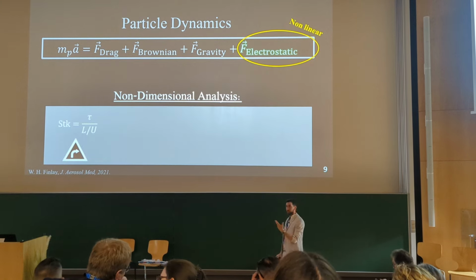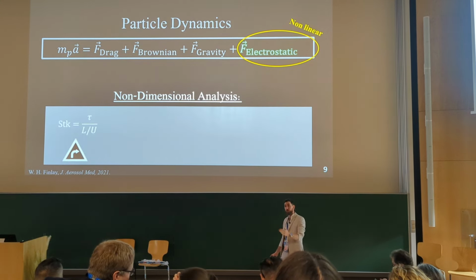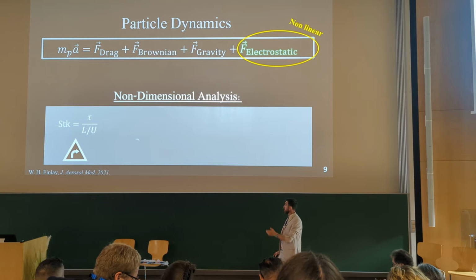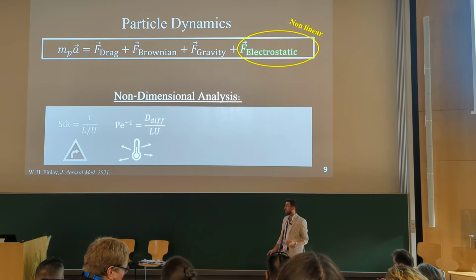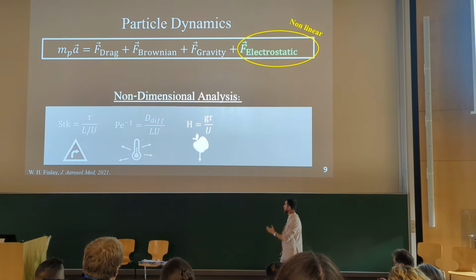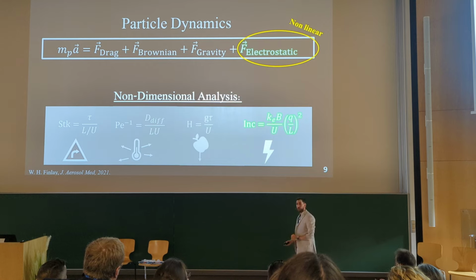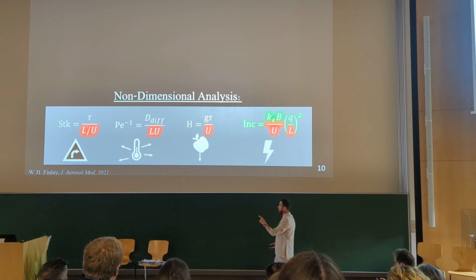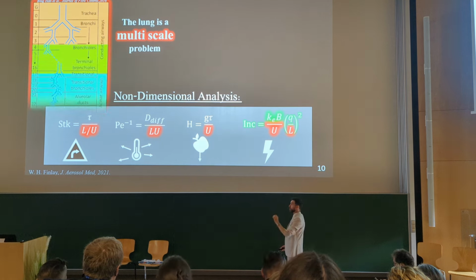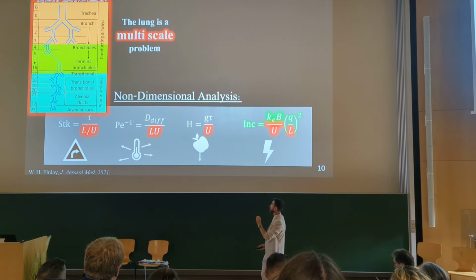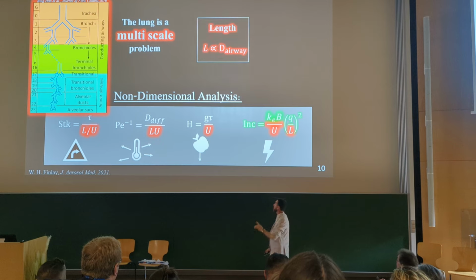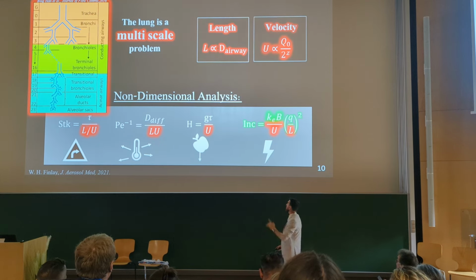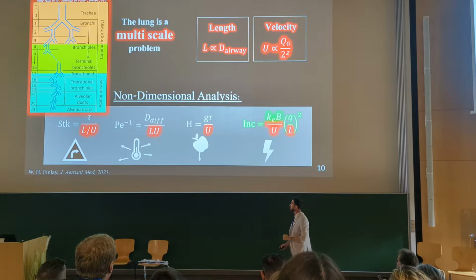For the lungs, we have the Stokes number, which describes how hard it is for the particle to follow the different routes of the lungs. We have the inverse Péclet number, which means diffusion governs the equation. We have H, which is gravitational sedimentation, for heavy particles. And last but not least, we have INC, short for induced charge. All of these numbers depend on the specific length of the lung compartment and the velocity. I want to remind you, the lung is a really hard problem to solve because it's a multi-scale problem. The length scale is always changing, and the velocity is reduced as we get deeper into the lungs.